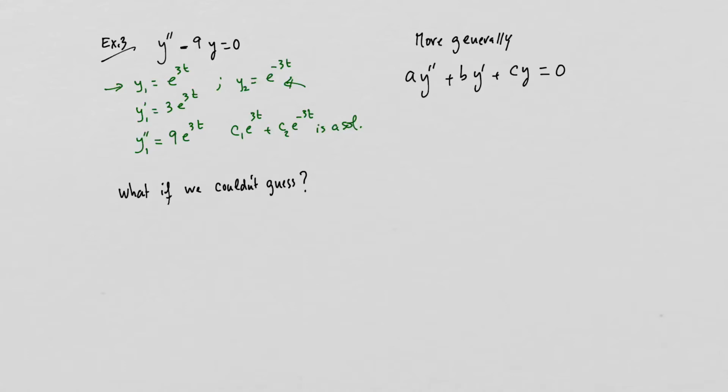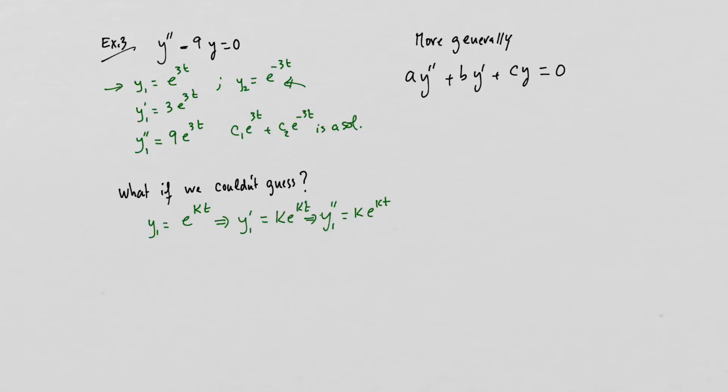Now some of you might say, well, I couldn't guess this. How the heck am I supposed to guess this or that one? So that's what I want to address next very quickly. We know it's going to be exponential. So the question is, what kind of an exponential would I get? Well, we're just going to guess e to the kt, okay? So that means y1 prime is k e to the kt, and y double prime is k squared e to the kt.